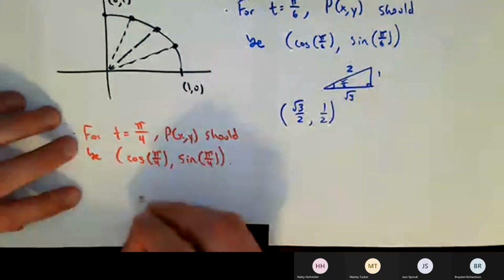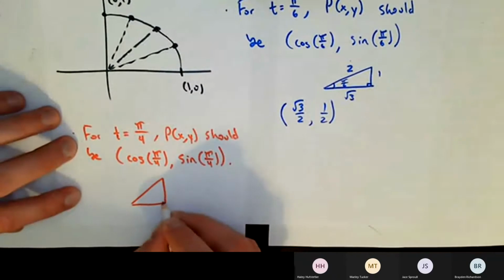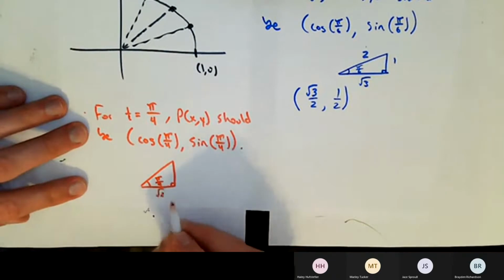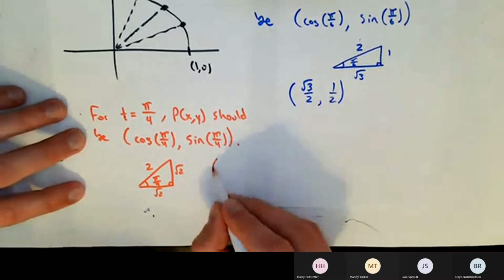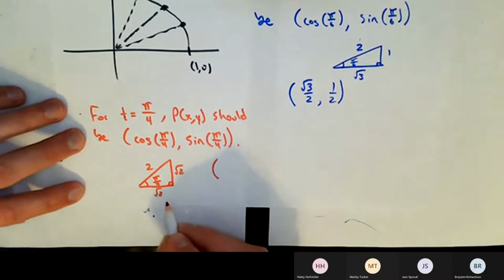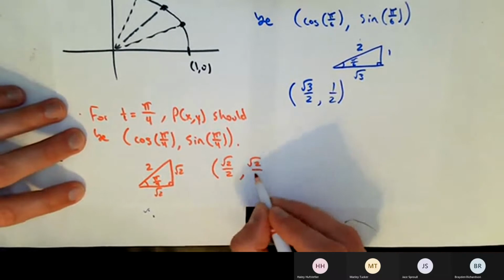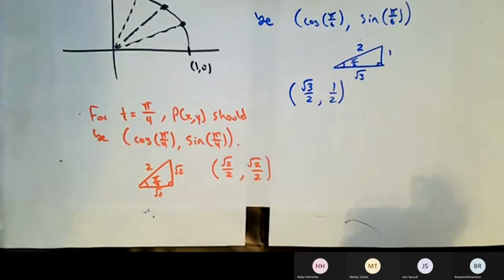So this is going to be a 45, 45, 90 triangle. That's the pi on 4 angle, pi on 4 in there. And we know that this should be square root of 2, square root of 2, and 2. So our coordinate point should be adjacent over hypotenuse, so square root of 2 over 2, and square root of 2 over 2, the same for sine, opposite over hypotenuse.